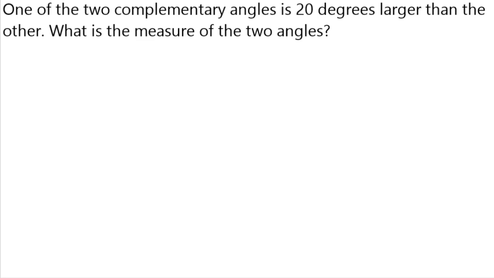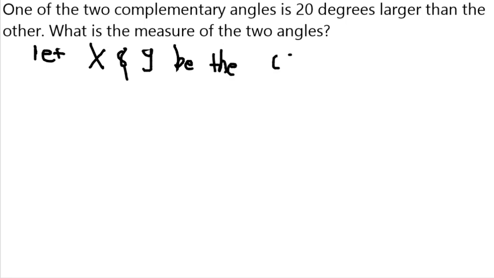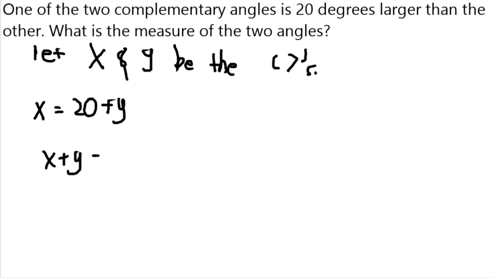One of the two complementary angles is 20 degrees larger than the other. What is the measure of the two angles? Now we're not going to focus on one angle, but we're going to calculate both angles. Let x and y be the complementary angles. Let's pick x as the angle that is 20 degrees larger. We all know that x plus y is going to be 90 degrees, because it is a complementary angle.